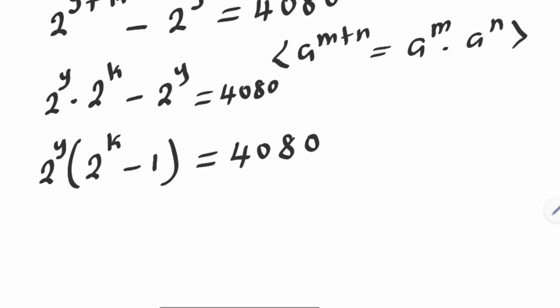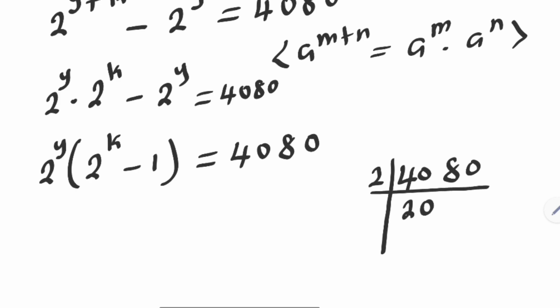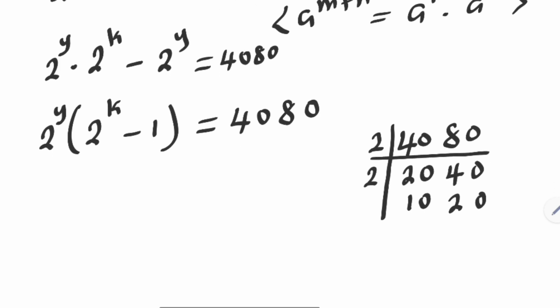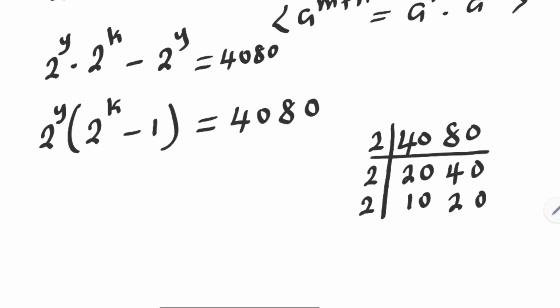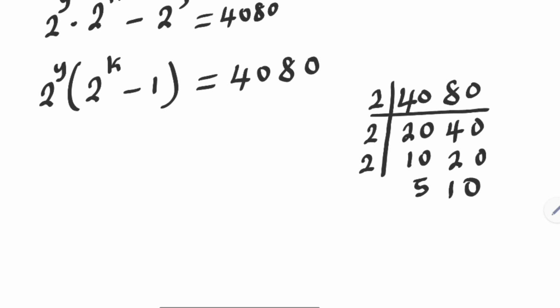Now here we have 4080. This is divisible by 2, here we have 2040. Then this is divisible by 2. This is 1020. This is also divisible by 2. This is 510. And this is divisible by 2. This is 255.